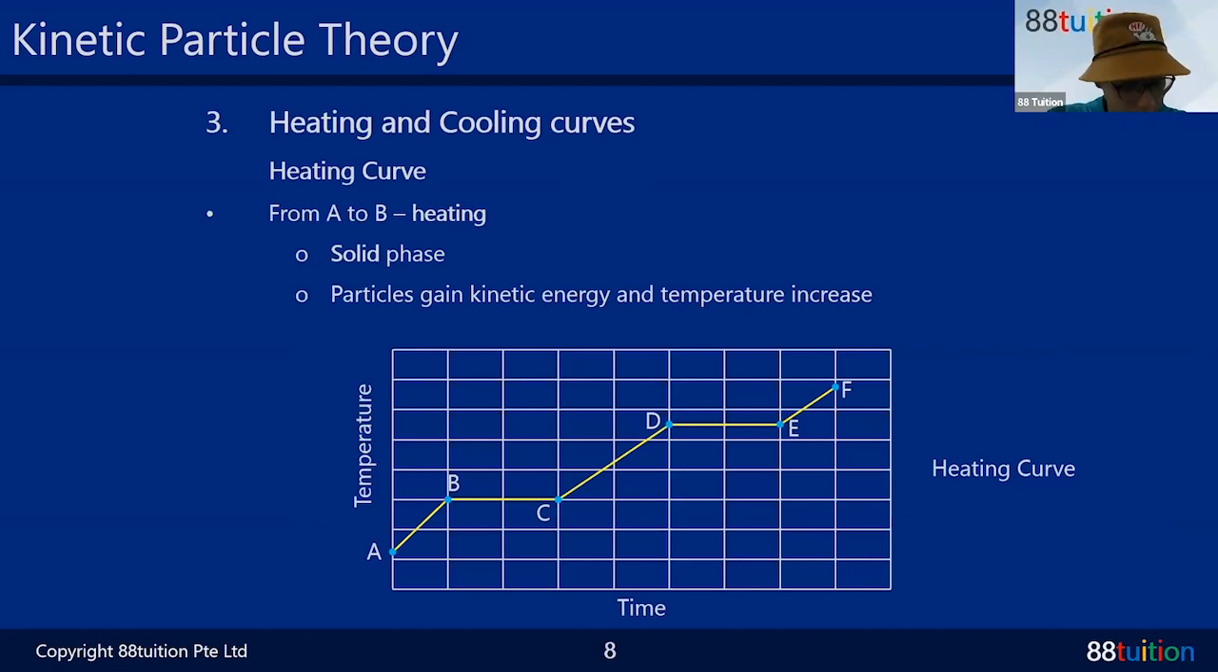Okay, then we have heating and cooling curves. A heating curve is a graph that represents what we learned about the heating process, and also melting and boiling. On a heating curve, take note that the y-axis, the vertical axis, is temperature, and the x-axis is of course time, as I keep heating across time.